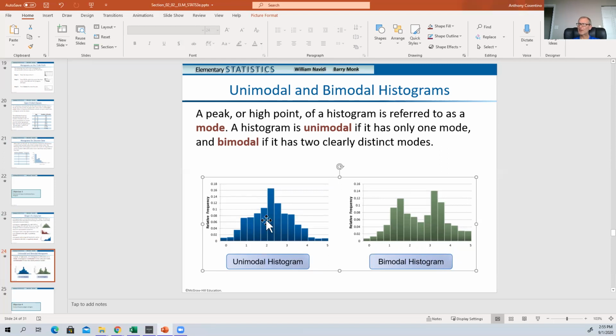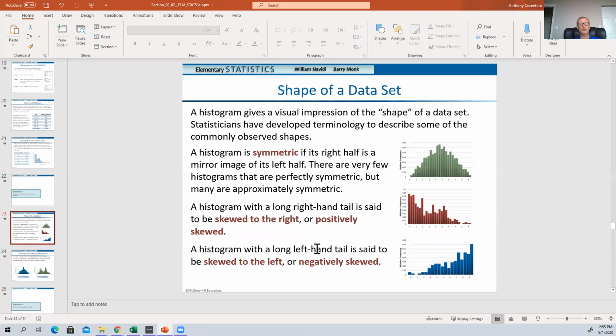We won't use this very often, and skewness we're not going to use that much, but symmetry is probably, if you think about these three concepts, by far the most important, and we're going to be using that quite a bit throughout this semester.